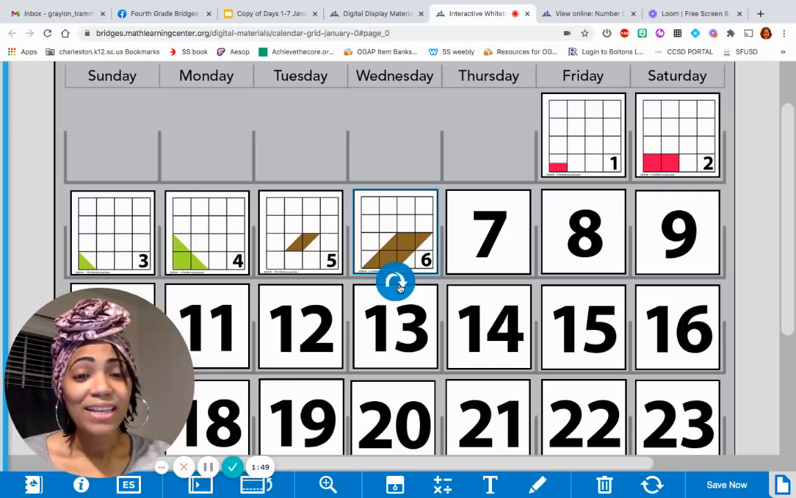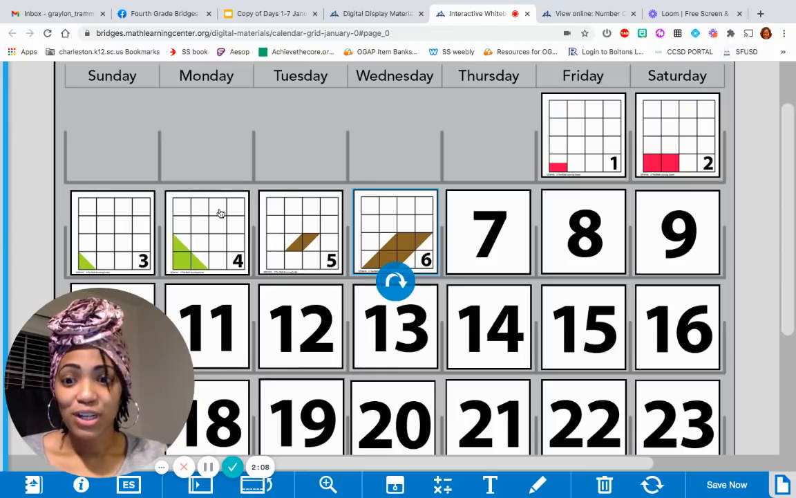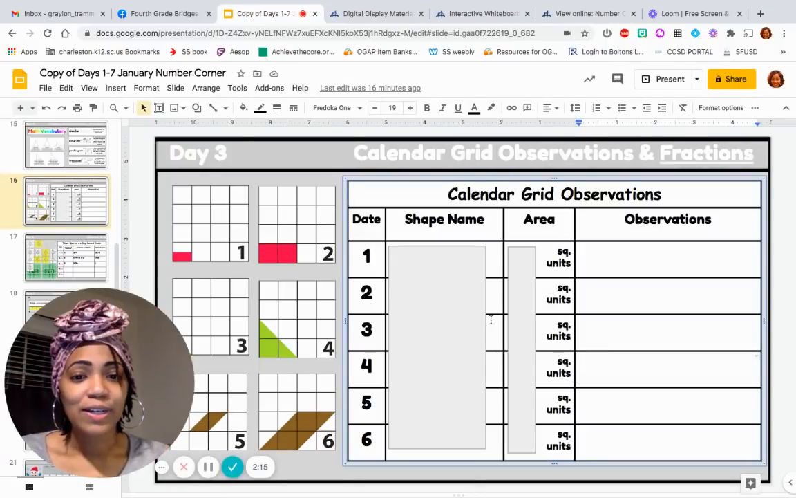Okay, what can you tell me about these shapes? If I were to ask you to just make some generalized observations, what would or could you say? Yeah, we have rectangles, triangles, and parallelograms. Absolutely correct. Let's look at our calendar grid observation recording sheet.